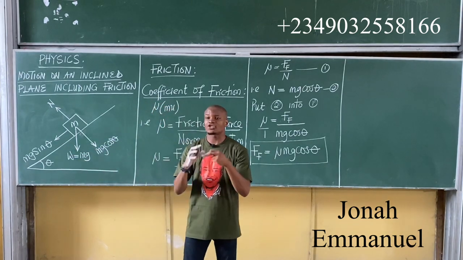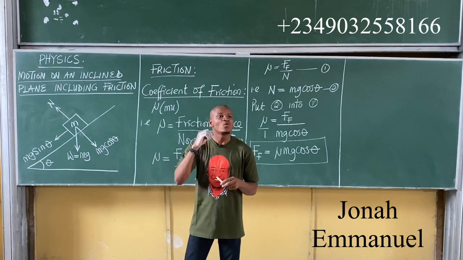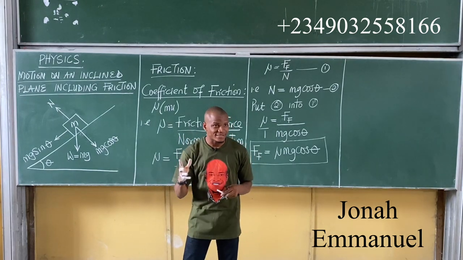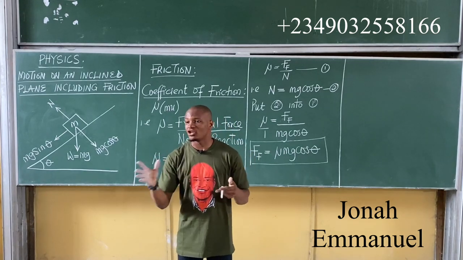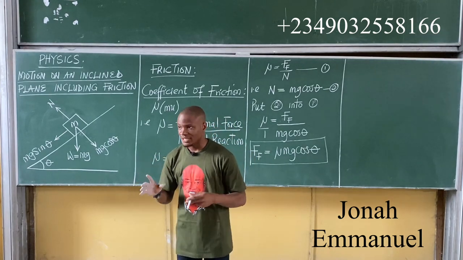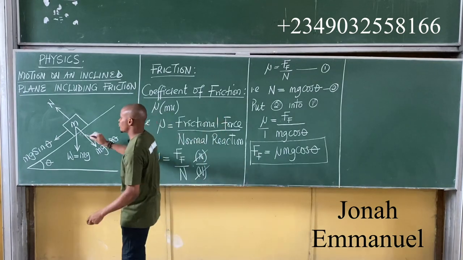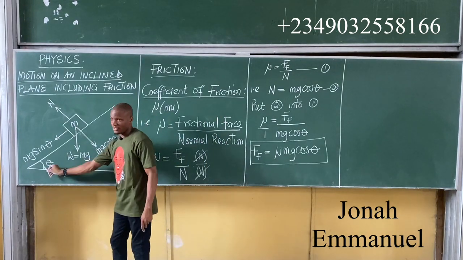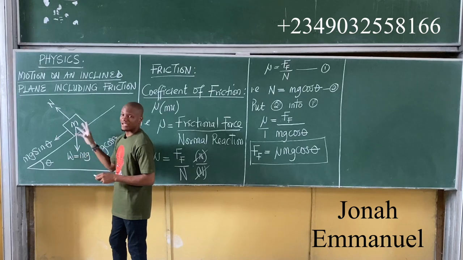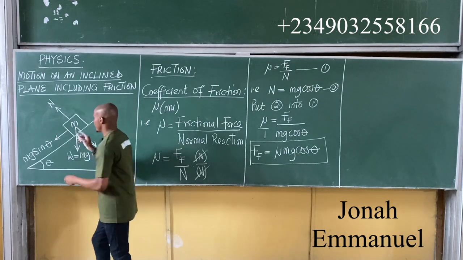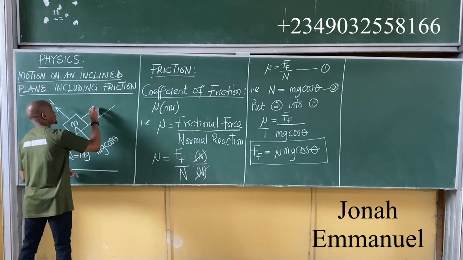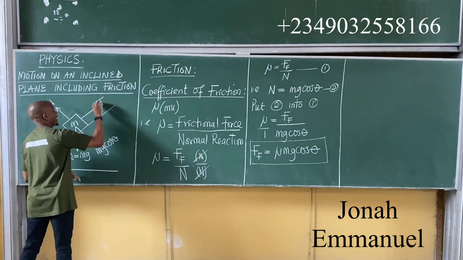If you're considering frictional force, the next question will be, where would the frictional force act? From our definition, it acts in the opposite direction of the motion of the body. Let's say I have a body of mass sliding down this way. If I include friction here, in what direction would friction act? If this is going down here, friction will act in the opposite direction. So it becomes F.